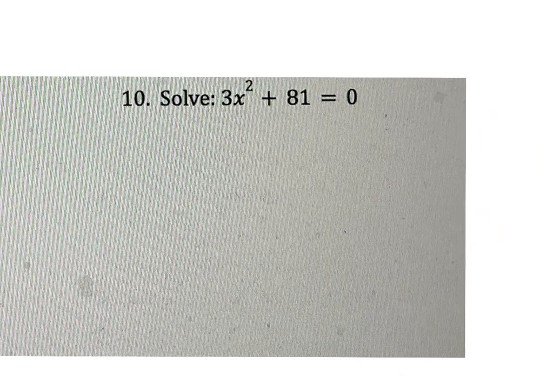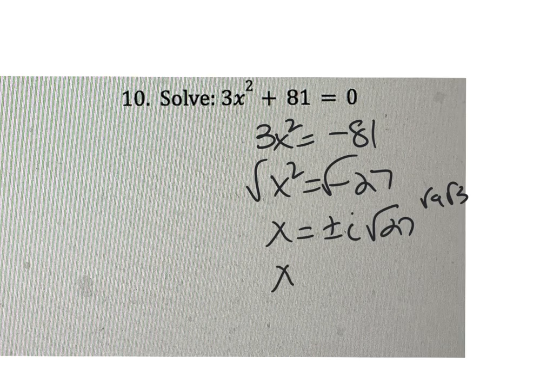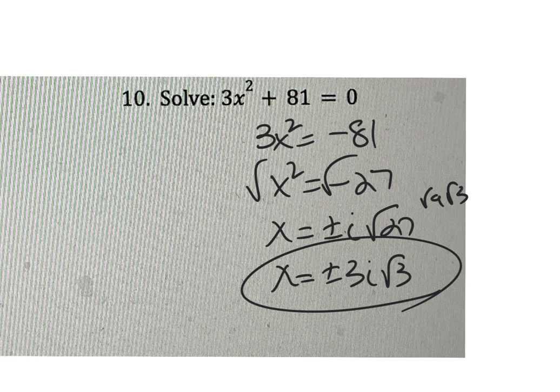Number 10, solve. Did this last week. Move the 81 over first. Divide by 3. By the way, -81 divided by 3 is -27. Take the square root of both sides. Don't forget your plus or minus sign. Take out the i. But also, we've got to break down that 27. 27 is 9 times 3. The square root of 9 is 3. I do not know what the square root of 3 is, so it stays in. There's 10.